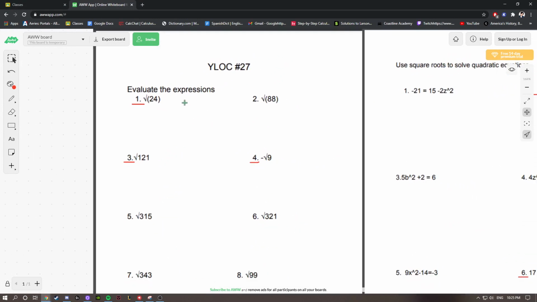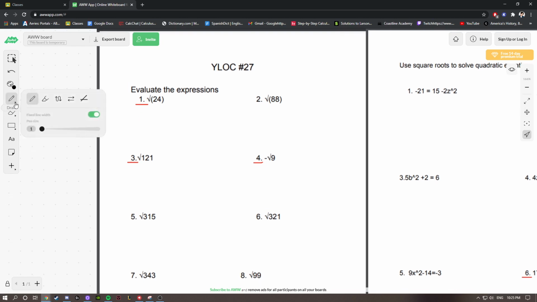So starting with page 1, we're going to evaluate the expressions. We have the square root of 24, and when we simplify square roots, we look for if it's a perfect square or not, or a complete square, whatever you'd like to call it. In this case, 24 is not, so we could break it down into its factors.